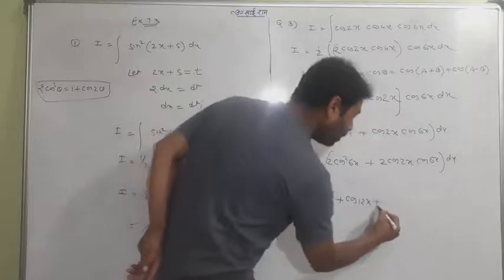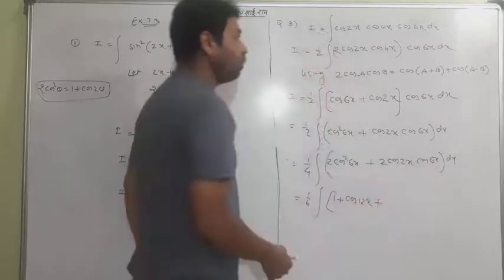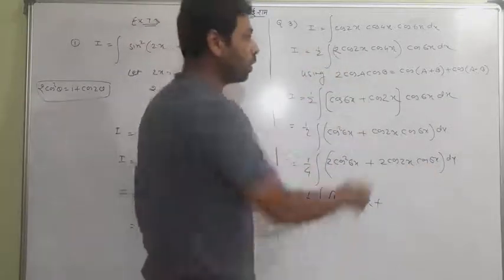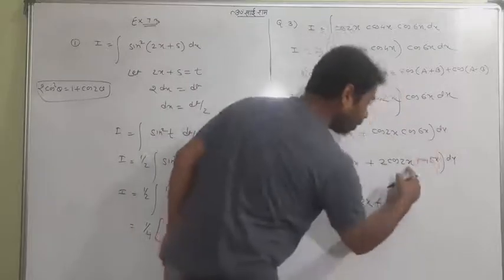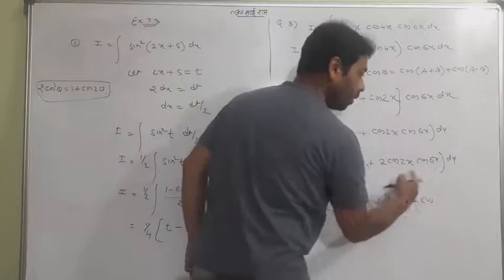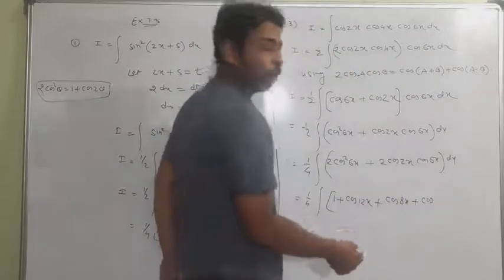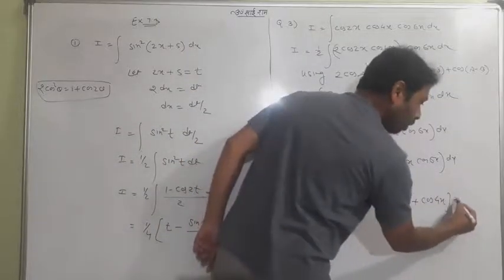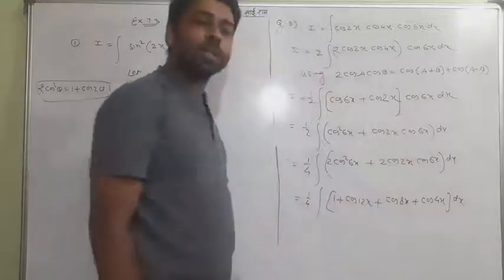Now plus 2 cos A cos B, again use the same formula. What is it? Cos(A plus B): 2x and 6x, 8x. Cos(A minus B): 2x minus 6x is minus 4x. But in case of cos, we avoid the minus sign because cos(minus theta) is cos theta.